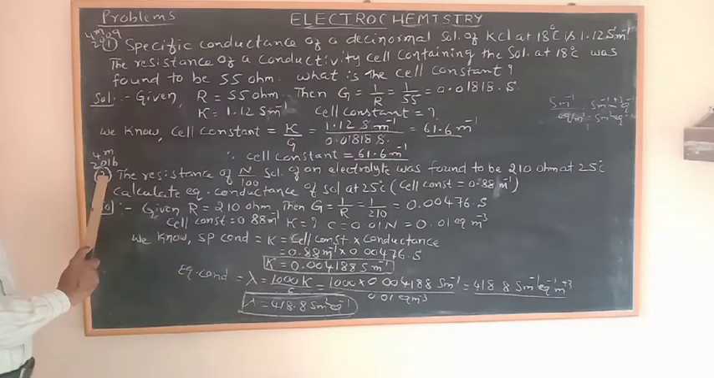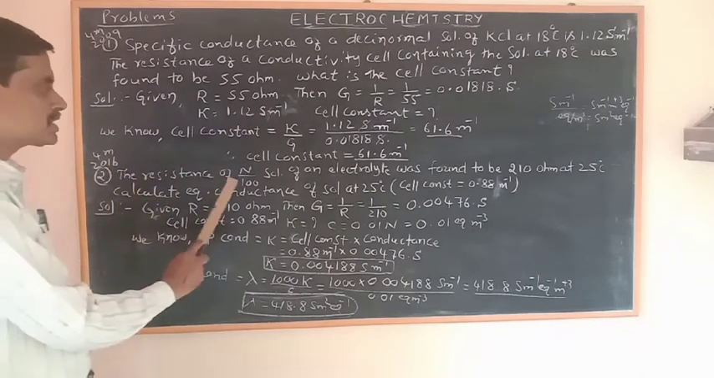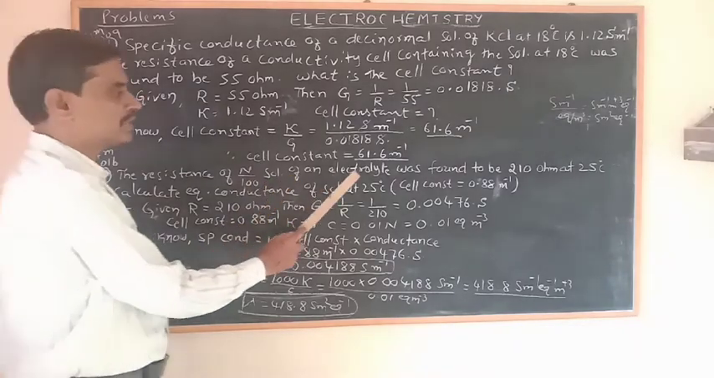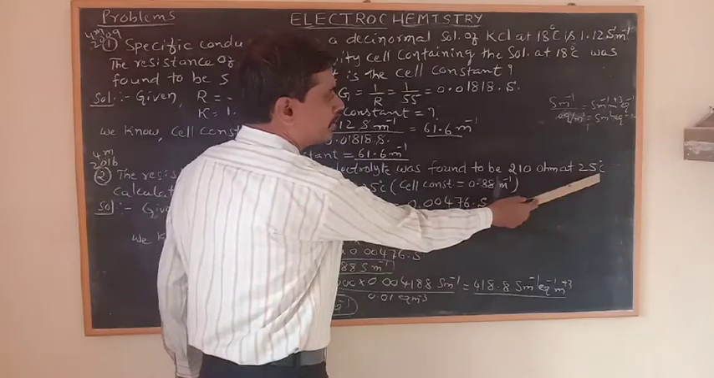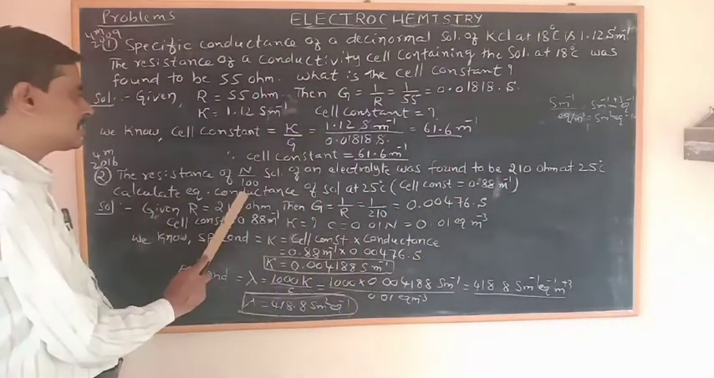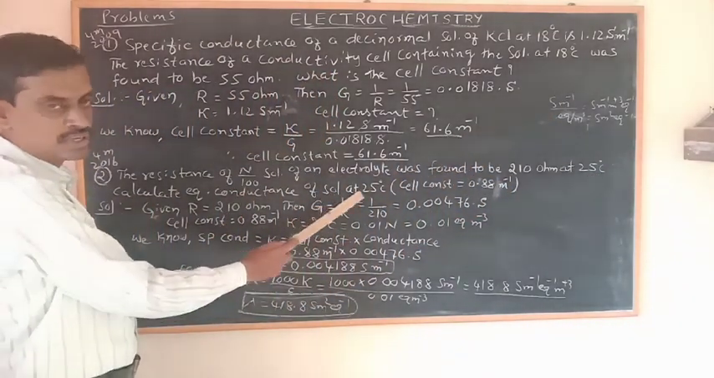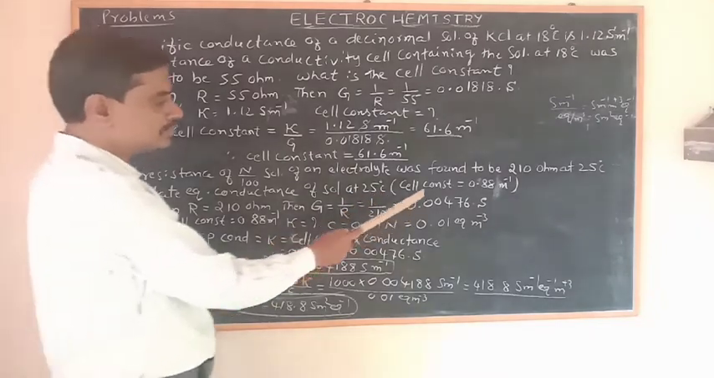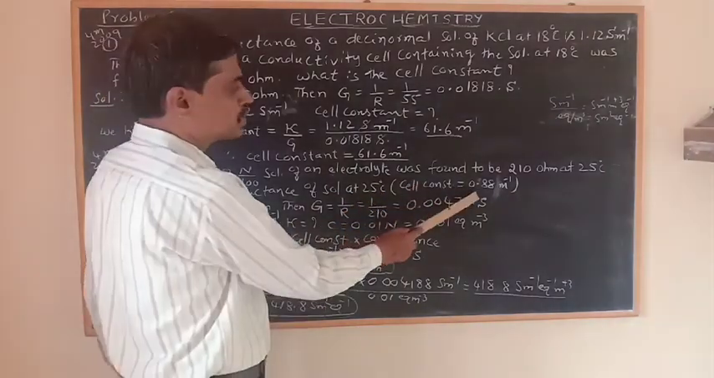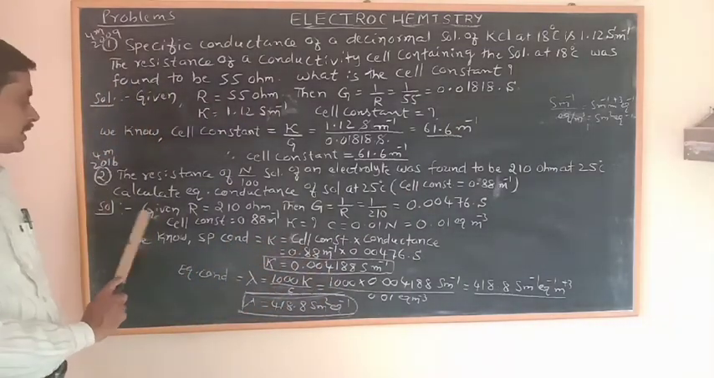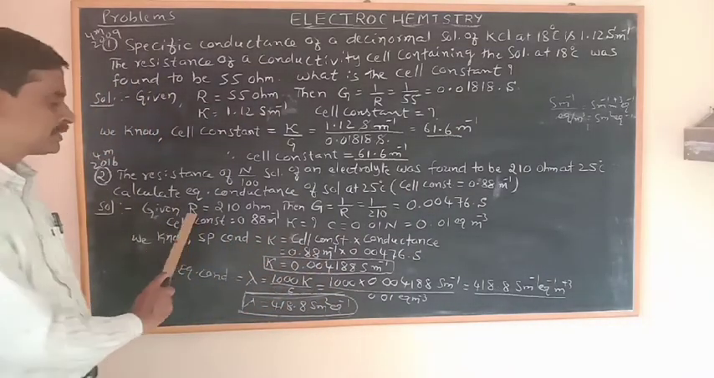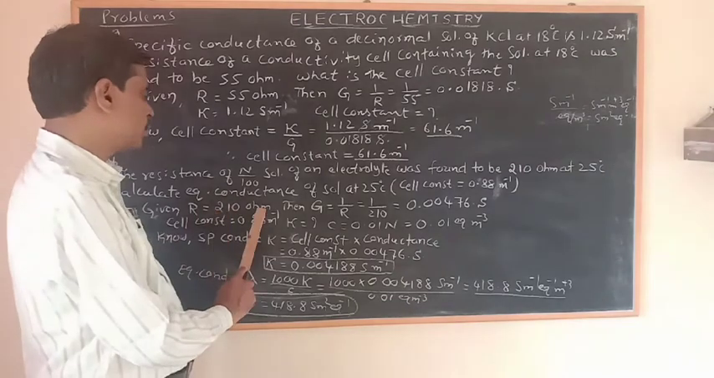The second problem was asked in the year 2016, again for 4 marks. The resistance of N by 100 solution of an electrolyte was found to be 210 ohm at 25 degrees Celsius. Calculate the equivalent conductance of the solution at 25 degrees Celsius. Cell constant is given as 0.88 per meter. Write the given quantities in this solution. R is equal to 210 ohm.